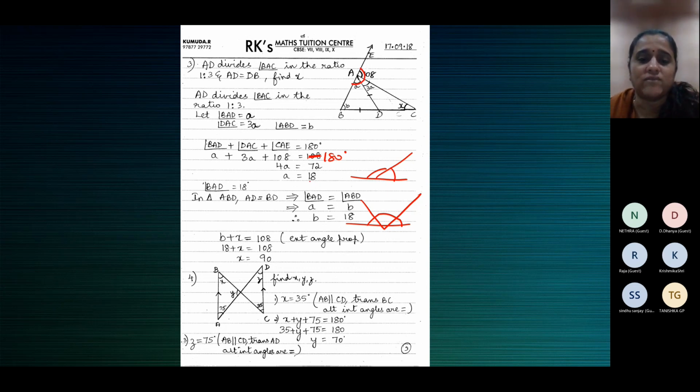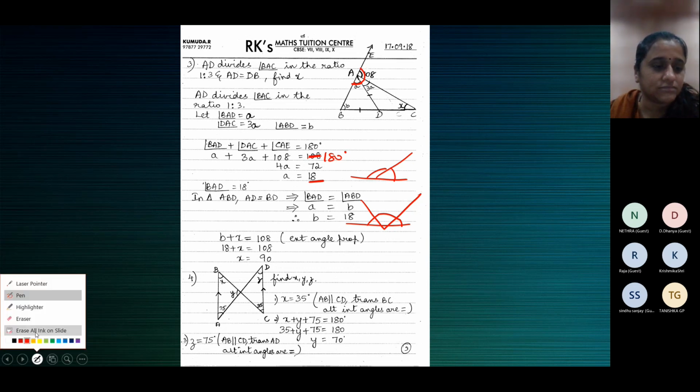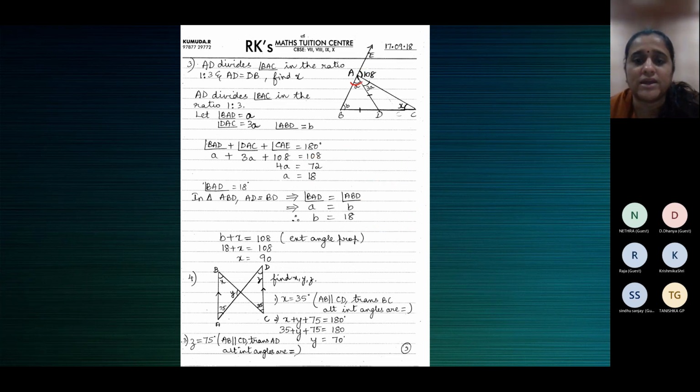So when you work that out, you can find the value of A. And whatever is the measure of angle A is B. Now you can find X. The question is to find X. X can be found using the exterior angle property in a triangle.